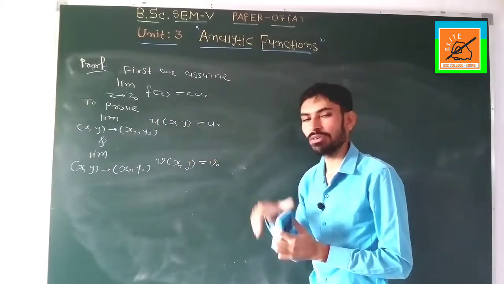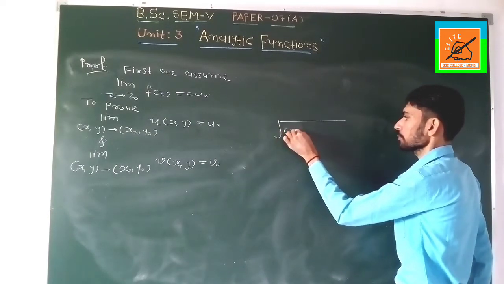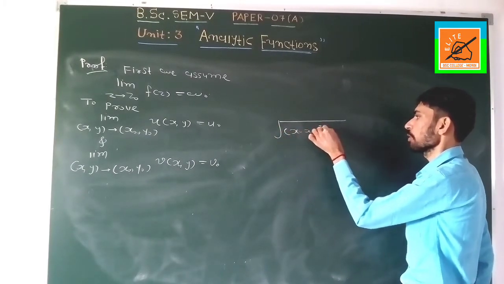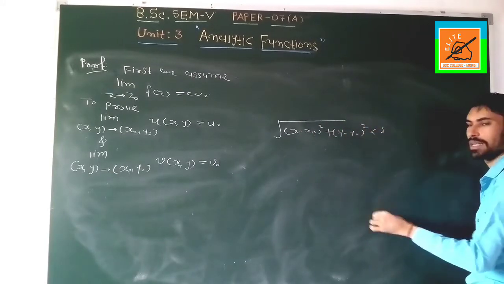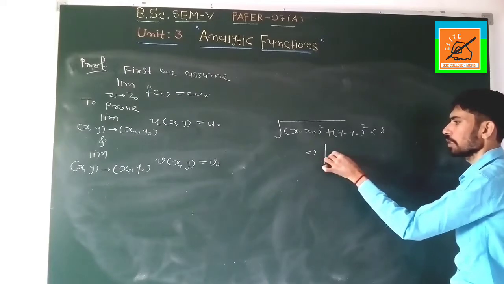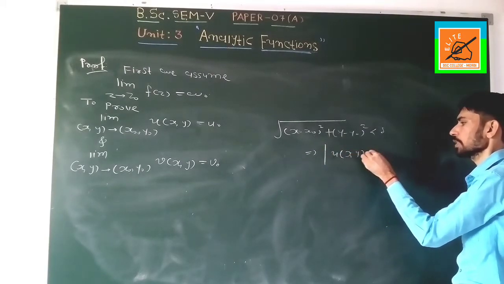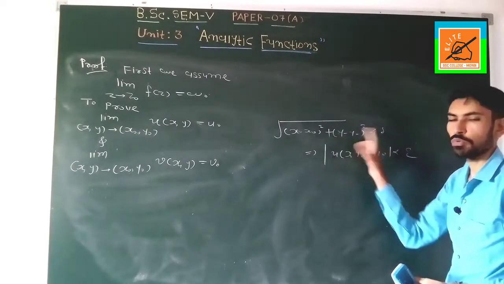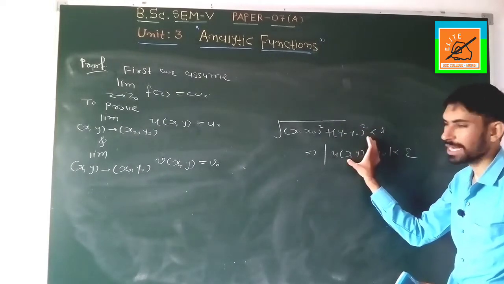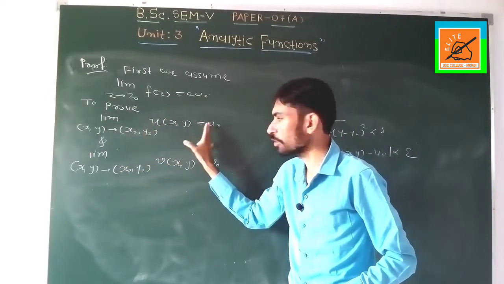This result is what we have to show. That means we can show it this way: under root (x minus x0) whole square plus (y minus y0) whole square less than delta implies mod of u of xy minus u0 less than epsilon. So this is the definition of a two variable function limit. So it will be written as the limit, xy tends to x0 y0, of u of xy is equal to u0.